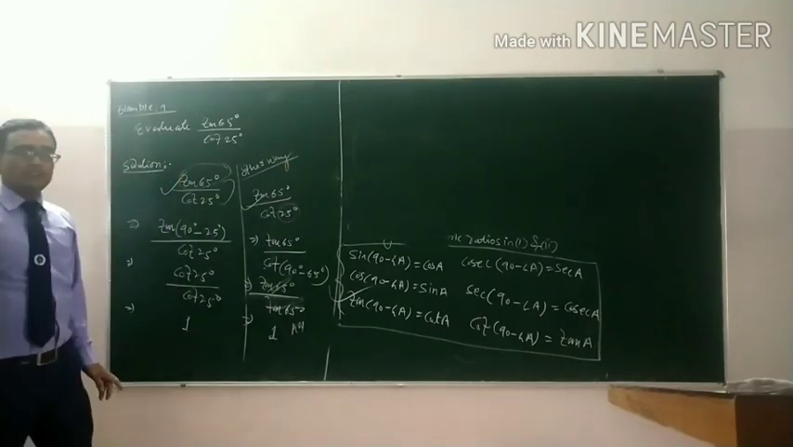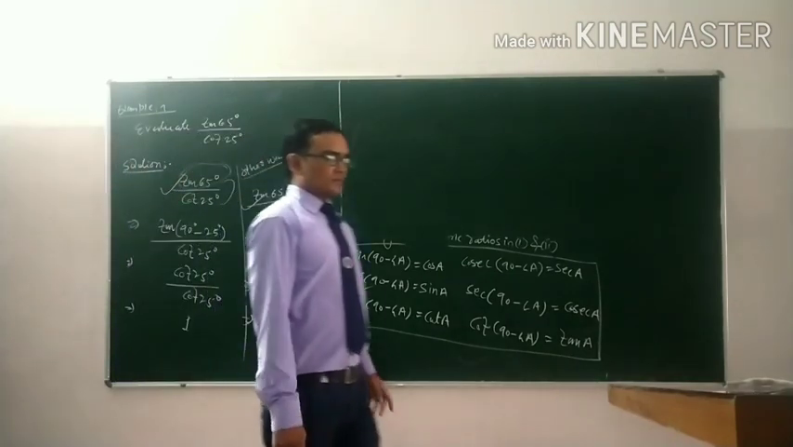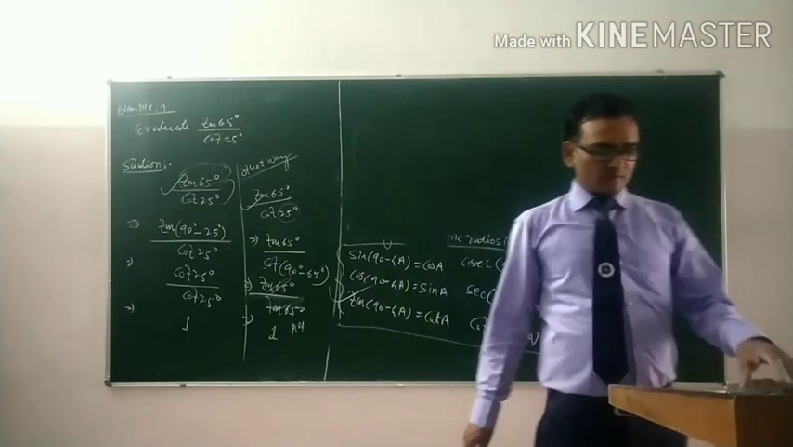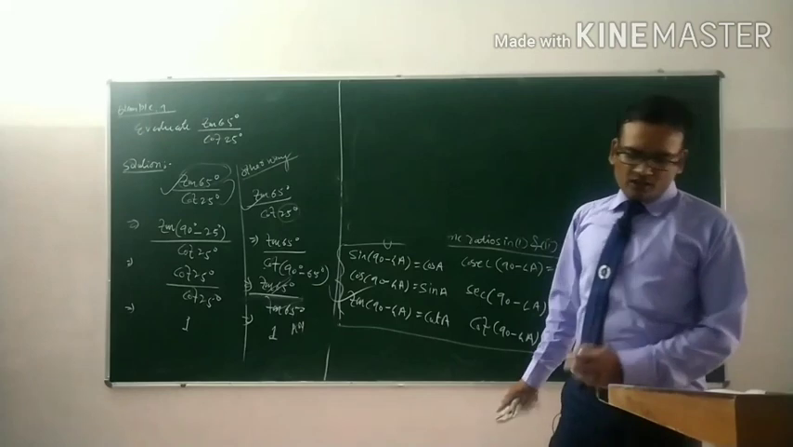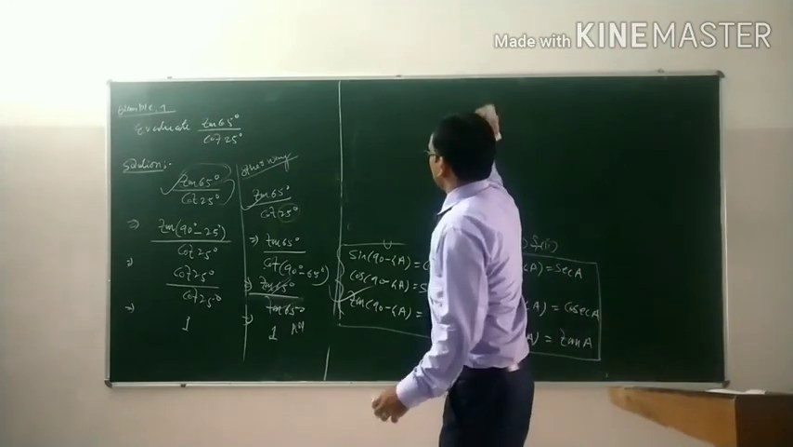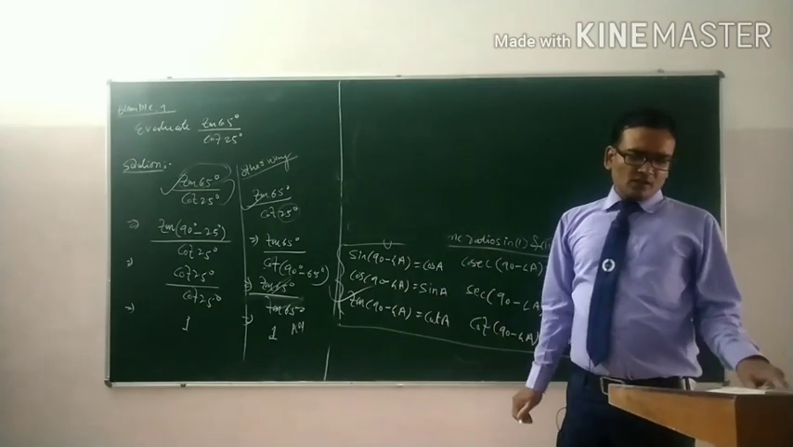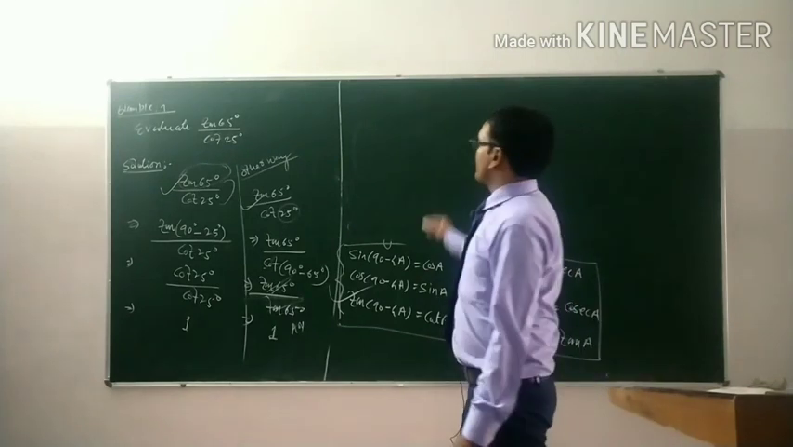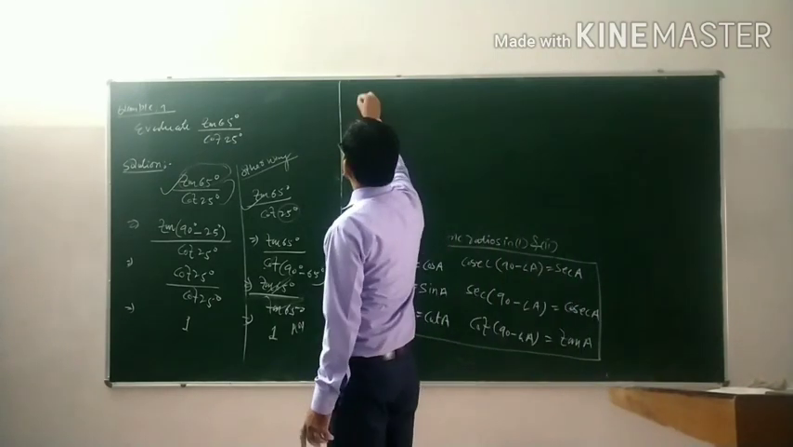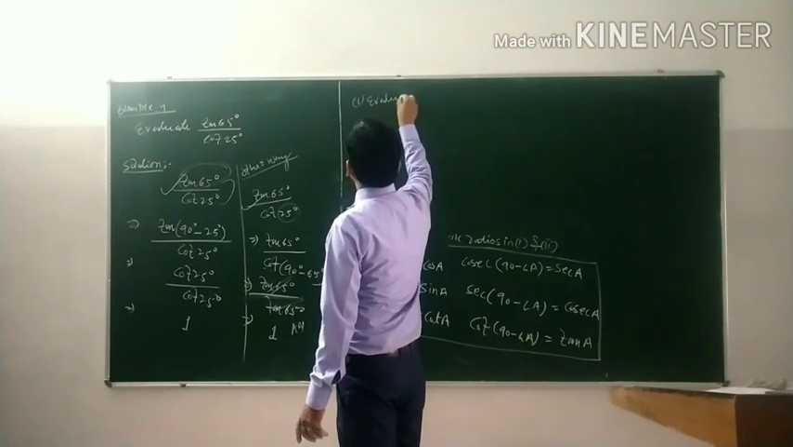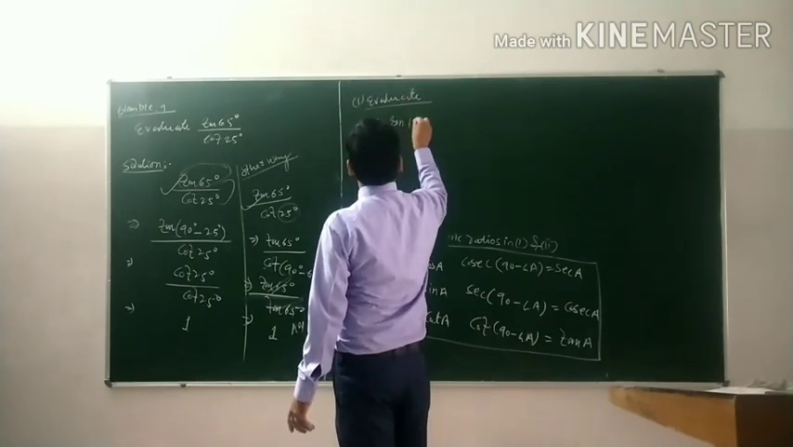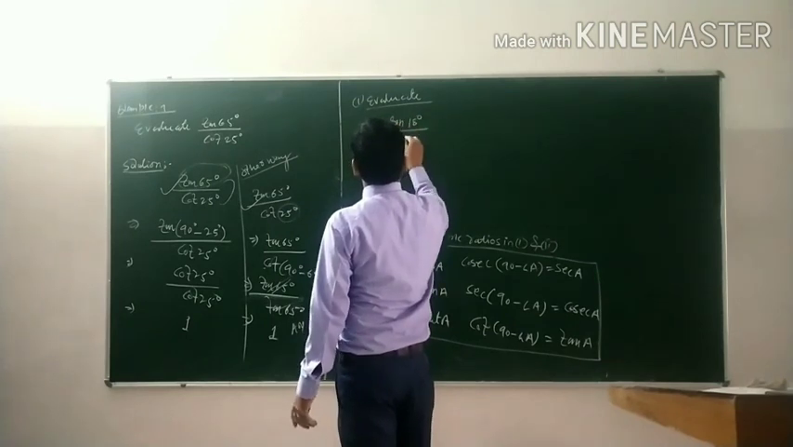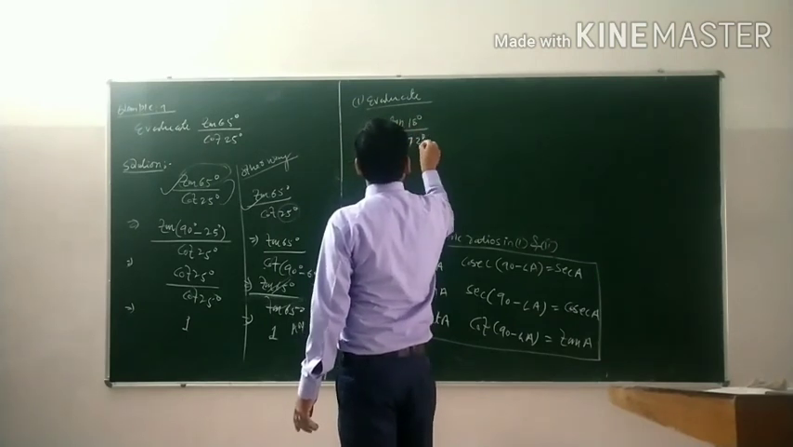Okay students, now let us move on to exercise 8.3. Question number first: evaluate the first part, sin 18 upon cos 72 degree. Okay students.